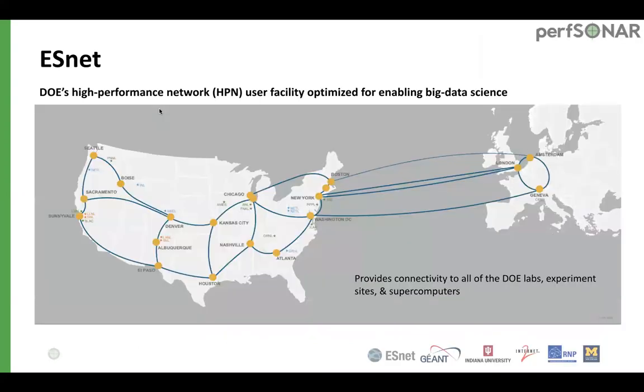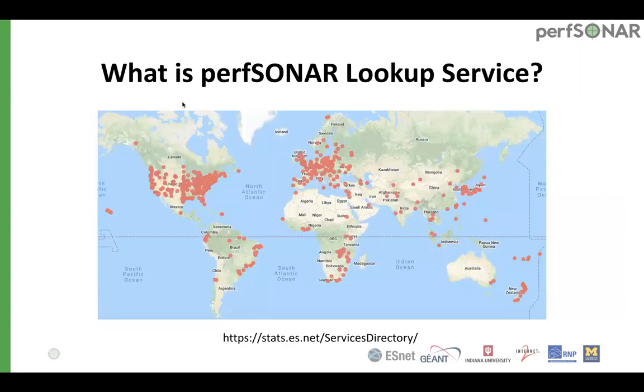I think pretty much everybody here knows who ESnet is, but for those who don't know, we are DOE's high performance network, and we enable big data science by providing connectivity to all the various Department of Energy labs, various experiment sites, and supercomputers. And I'm also assuming that you're familiar with perfSONAR, which is basically a set of tools that allow you to run tests and measure the network.